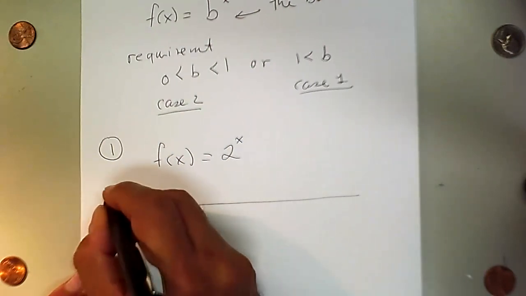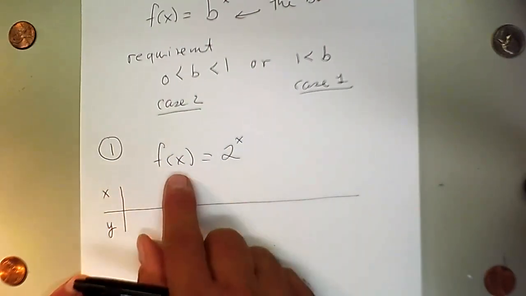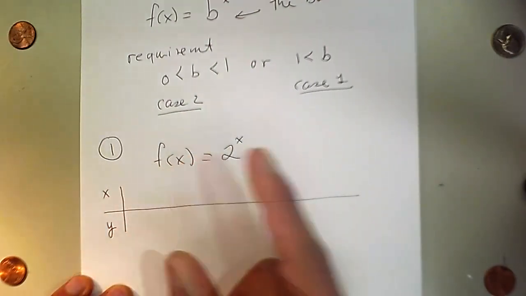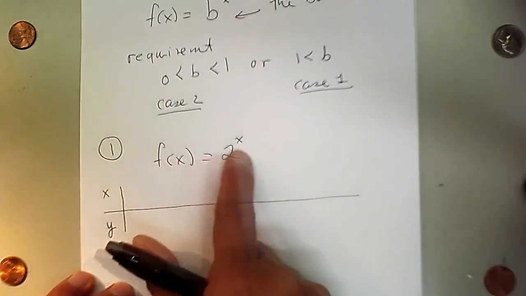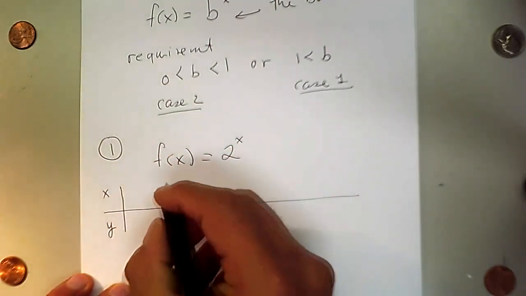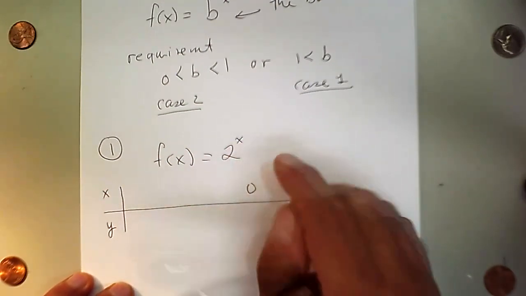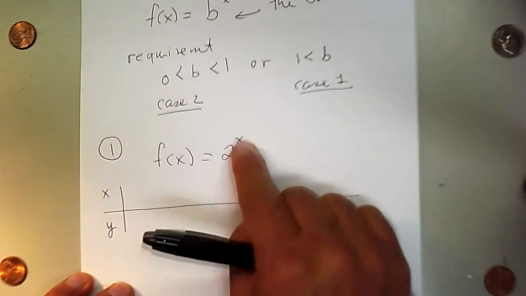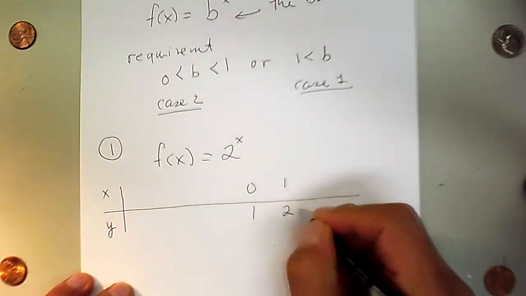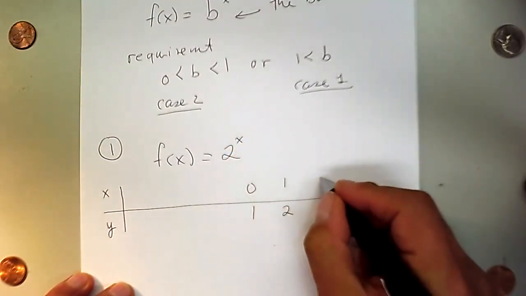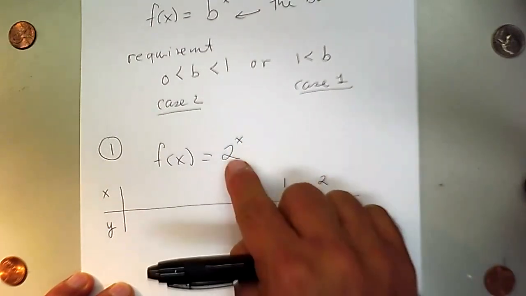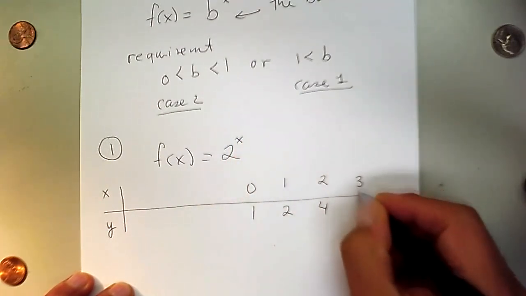If this is the input and this is the output, even though it doesn't say that this is equal to y, we assume that y is the output, which is the same thing as f. So when x is 0, 2 to the 0 is going to give us 1. 2 to the 1 is going to give us 2. 2 to the 2 is going to give us 4. 2 to the 3 is going to be 8.